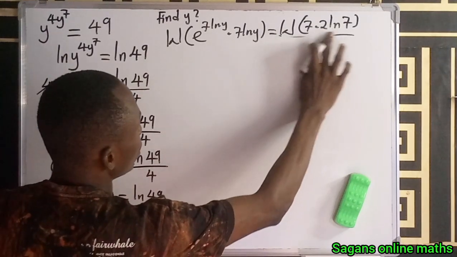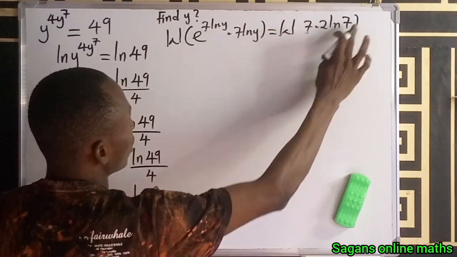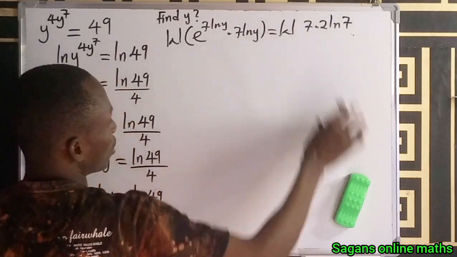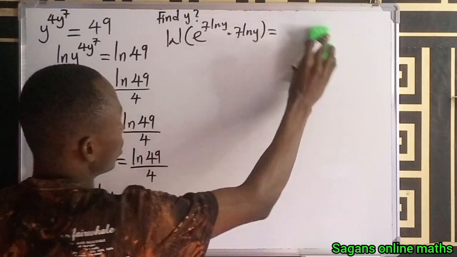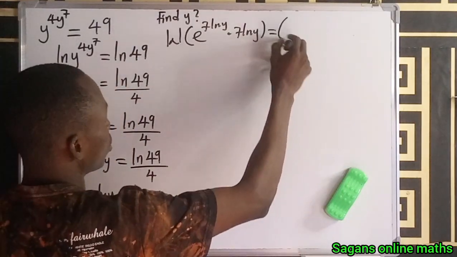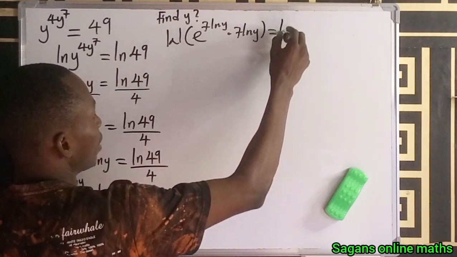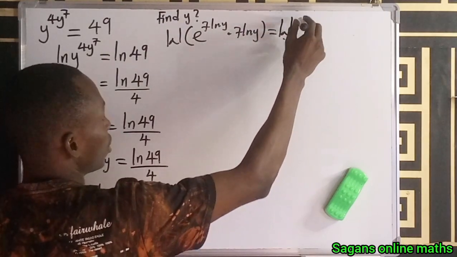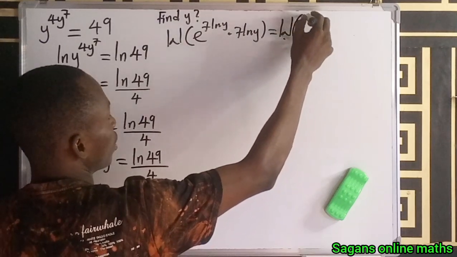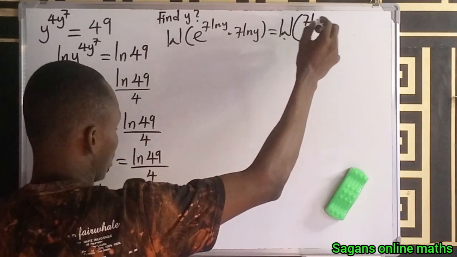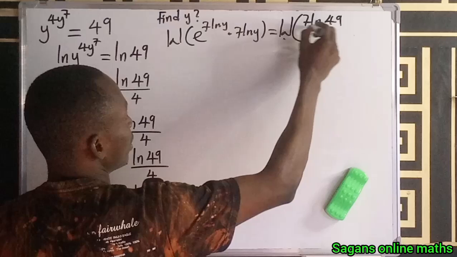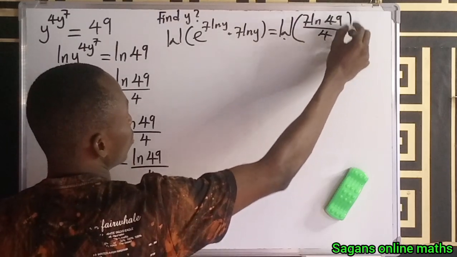Okay, let me say this is inside. Let me go carefully so that you know what's happening here. So that is into, let me just bring it here. The number to u function into 7 ln, 49 divided by 4. Okay, this is very good.